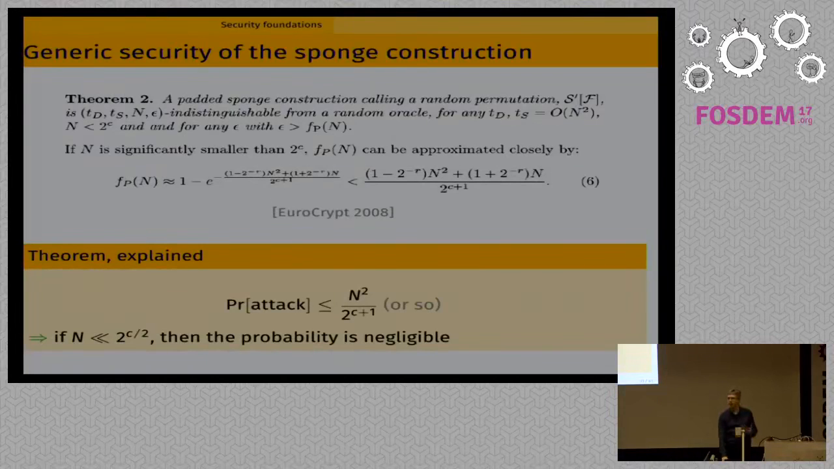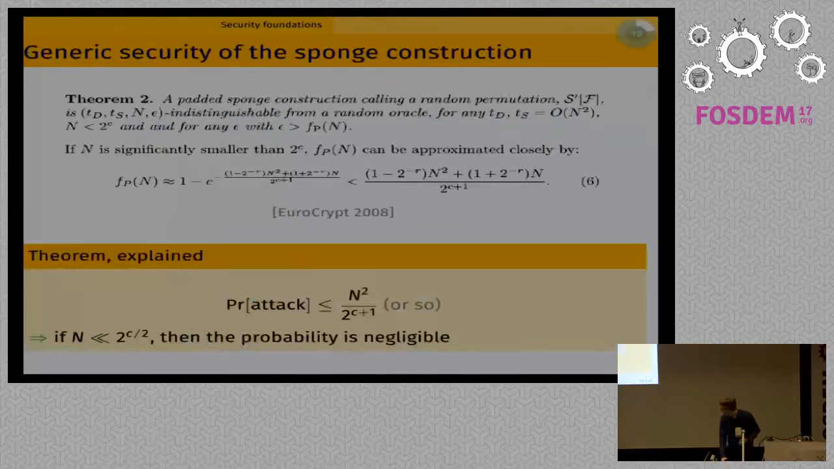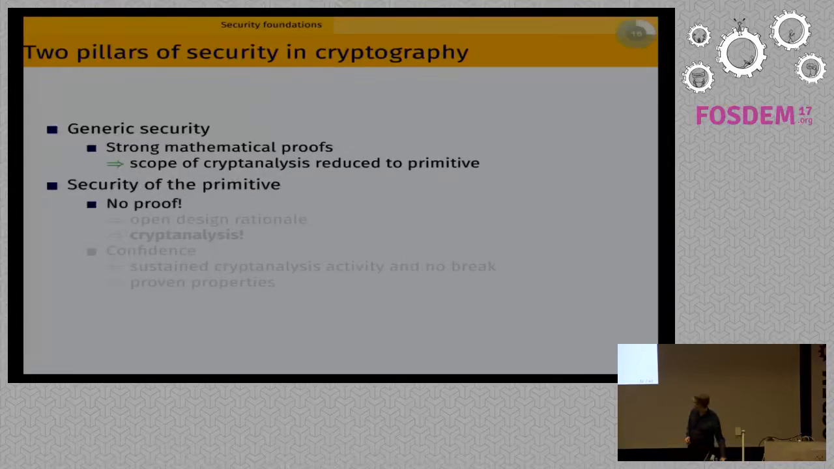But of course, this does not tell us anything when we replace this black permutation here by the concrete Keccak F. The nice thing about these generic securities is that you can reduce the scope of cryptanalysis and focus only on the permutation, because what it tells you is that if there is a problem in Keccak, it should not come from the sponge construction, it should only come from the permutation.